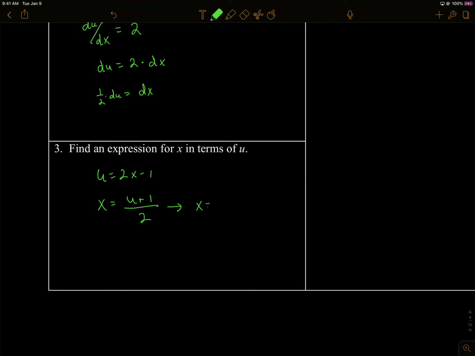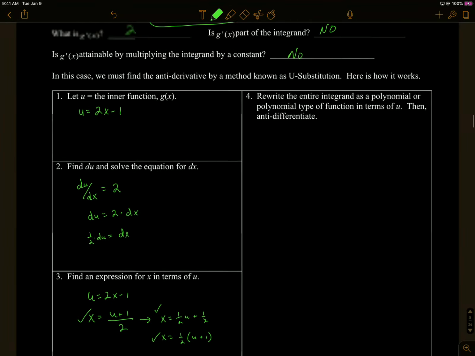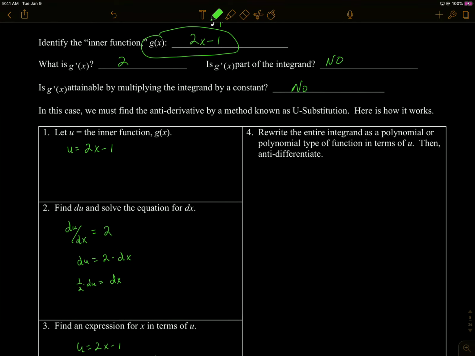You could think of it as x equals 1/2 u plus 1/2. You could think of it as x equals 1/2 u plus 1. There's going to be all different ways to think about it. These are all equivalent, and we'll see which ones we're going to use. All right, so we're going to rewrite our integral.